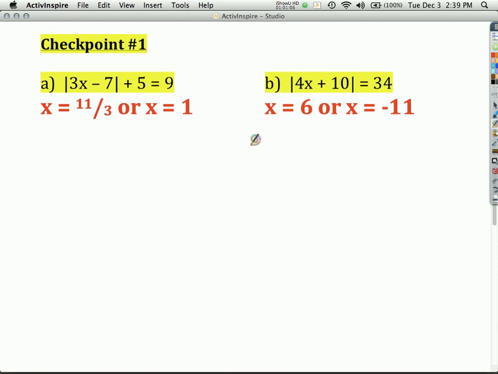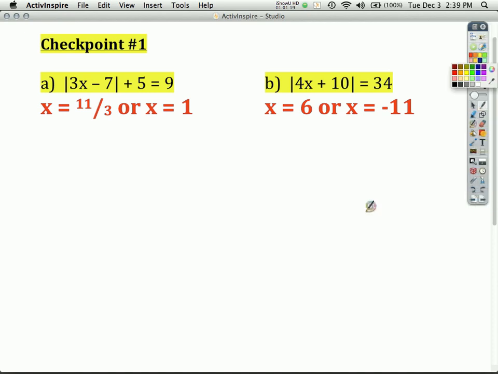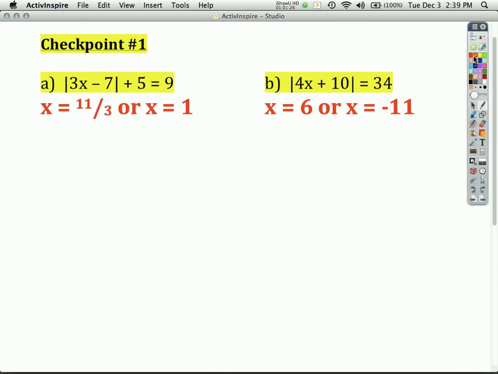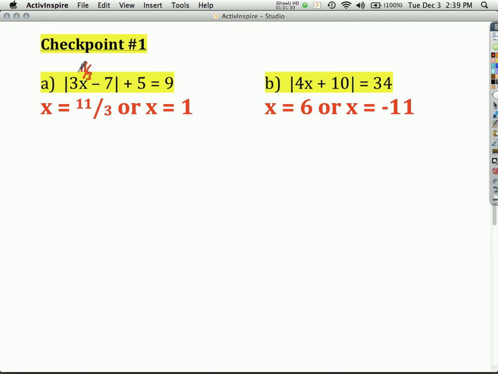Comments, questions on either of these? Three 2/3. Well, it'll be easier if you plug in 11/3. So let's plug in 11/3 right here. 3 times 11/3 is 11. 11 minus 7 is 4. The absolute value of 4 is 4. 4 plus 5 is 9.